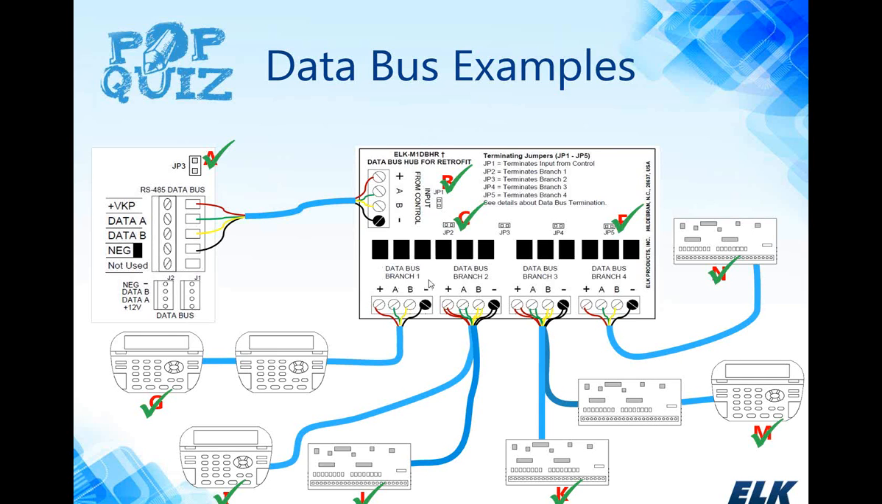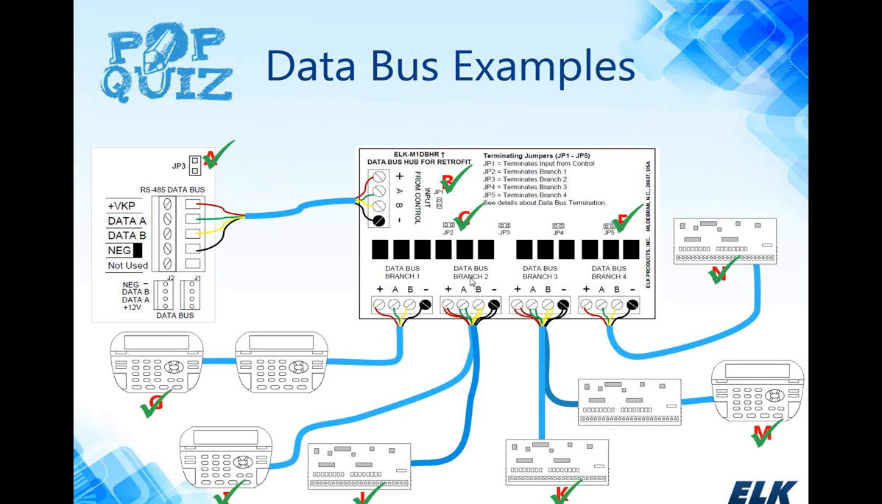Now, each branch on the retrofit hub is its own little 485 data bus. And in this case, branch 1, we have a single home run coming off the data bus, and we've daisy-chained 2 keypads together. That last keypad will have the terminating jumper installed, and on the retrofit hub, JP2 would be installed as well.